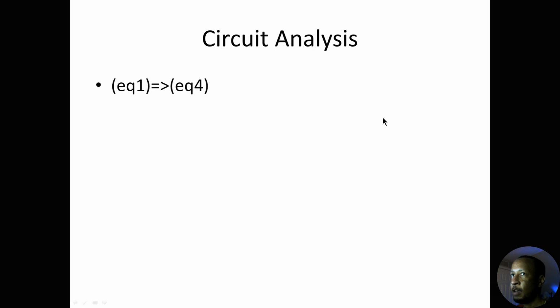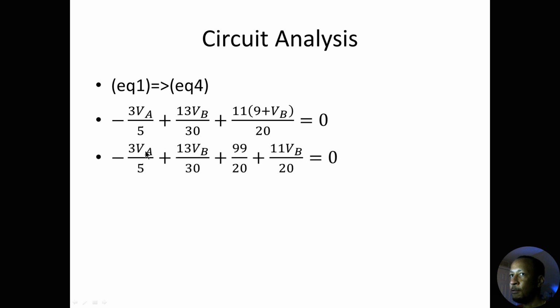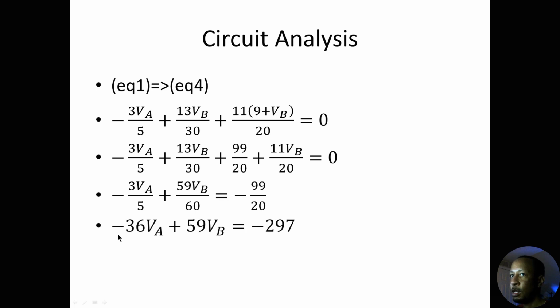Okay, so next I have equation 1 going into equation 4. And what that produces is negative 3VA over 5 plus 13VB over 30 plus 11 times (9 plus VB) over 20 equals 0. Then next that gives me negative 3VA over 5 plus 13VB over 30 plus 99 over 20 plus 11VB over 20 equals 0. And then next I have negative 3VA over 5 plus 59VB over 60 equals negative 99 over 20. Then next I have negative 36VA plus 59VB equals negative 297. And then finally I have 36VA minus 59VB equals 297. That is my equation number 5.